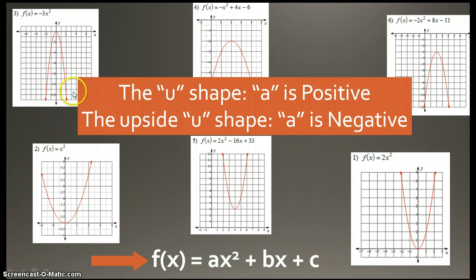If the graph is a negative, it's an upside down U shape, and the a is negative. So on this one, the 2 is negative. On this one, the x squared, or the 1, is negative. And on this one, the 3 is negative. So if your first number is negative, it's negative. If your first number is positive, it's positive, just like in linear.